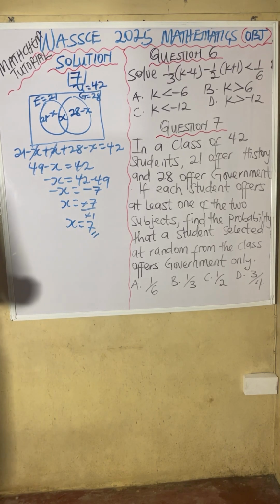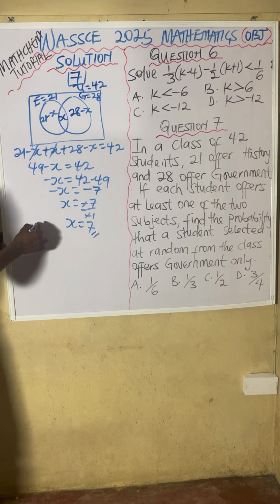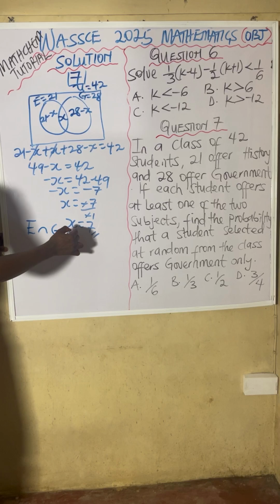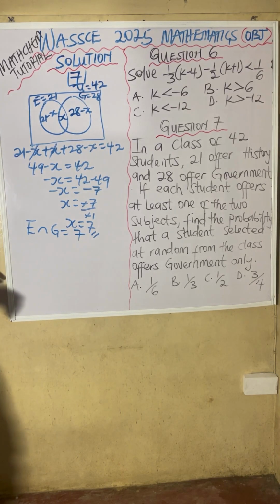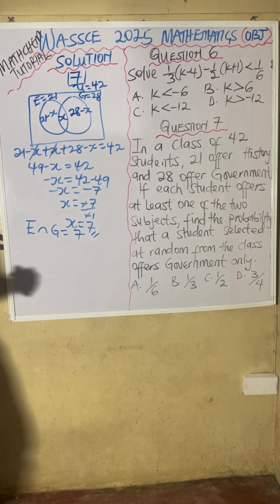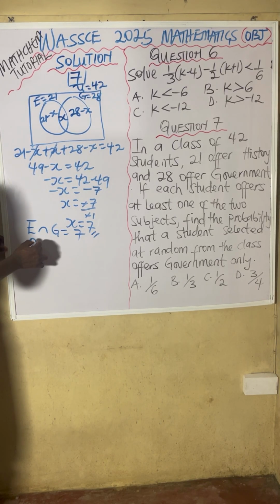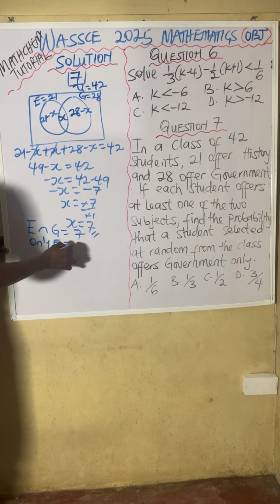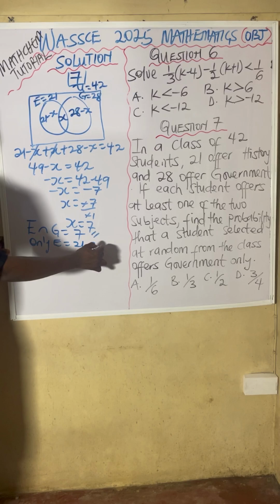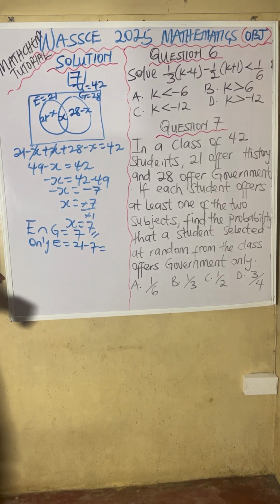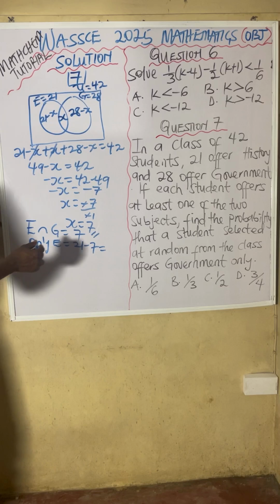So meaning that the number of students that offered both economics and government is 7. So which interprets that E intersection G is equal to 7. Okay. Now, economics only. So only economics, though we don't need this, that will be 21 minus 7, and that is going to be 14.